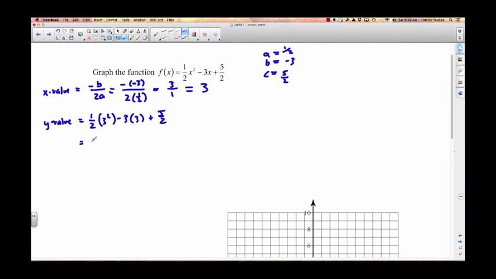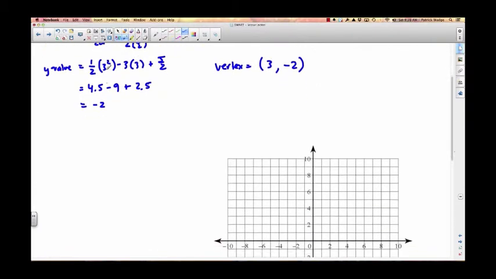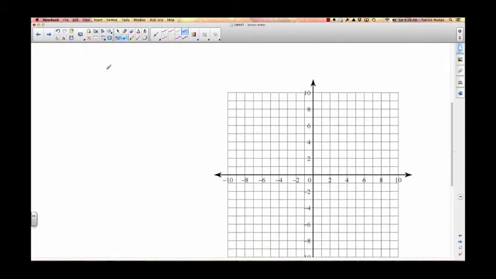So 9 times 1/2 is 4.5, minus 9, 3 times 3 is 9, plus, let's change this into a decimal, 5 over 2 is the same as 2.5. 4.5 take away 9 is negative 4.5, plus 2.5 is negative 2. There you go, there's the y value, negative 2. So my vertex is 3, negative 2. All right, remember we're graphing this, so that's a great point to know. The vertex is 3, negative 2. 1, 2, 3, negative 2, 1, 2.